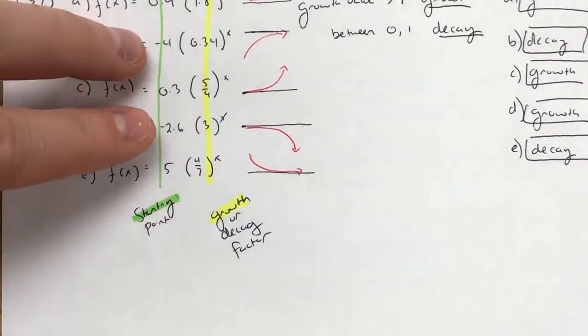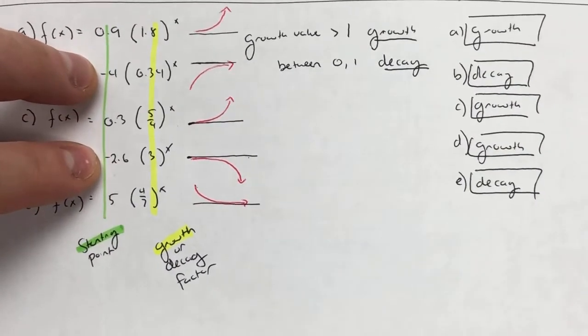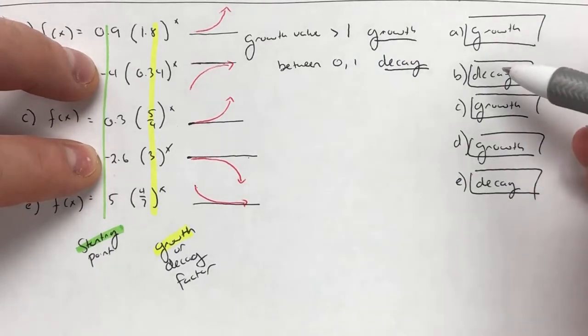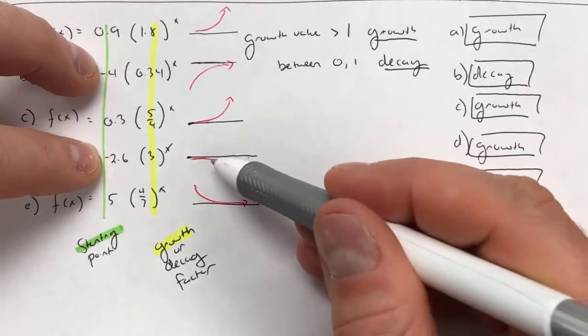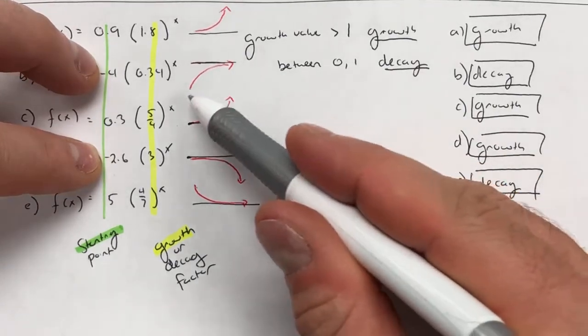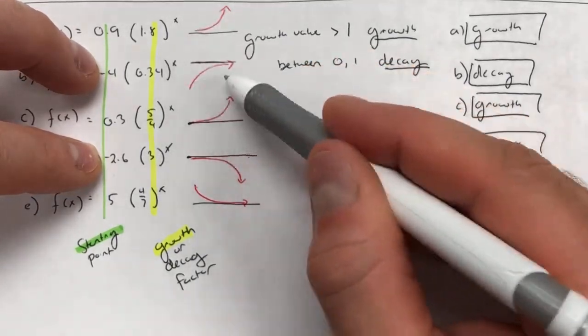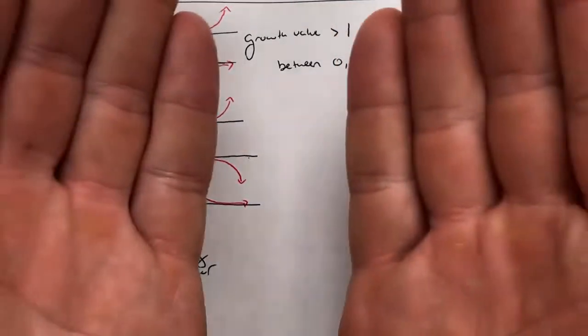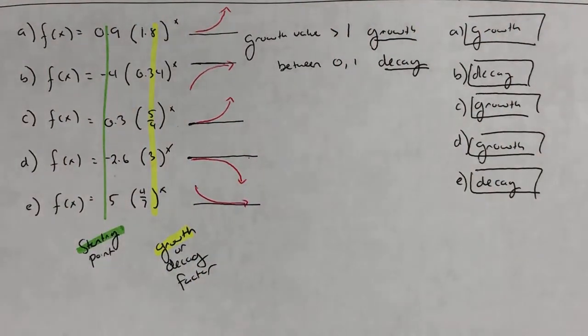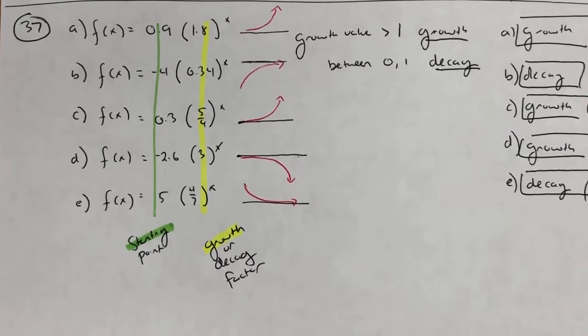The only things that don't necessarily look like the way they're classified is if I have a negative value. This is decay, even though it's increasing. This is growth, even though it's decreasing, because it's moving either towards or away from that 0 line. The value or the volume of the number is either getting bigger or smaller. And that's what necessitates growth versus decay. Okay. So that is number 37.